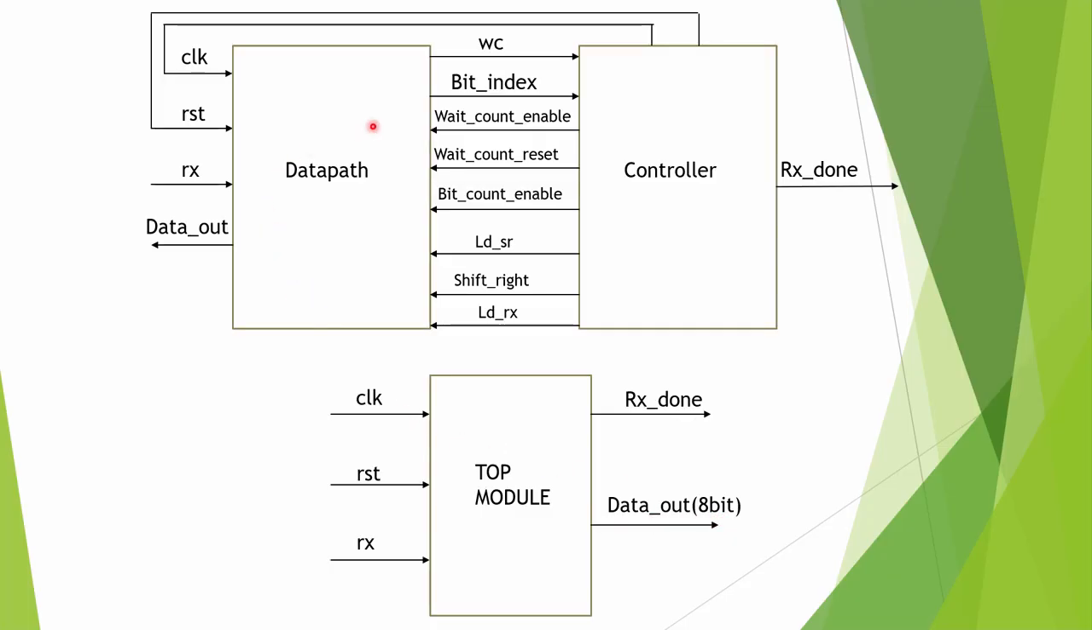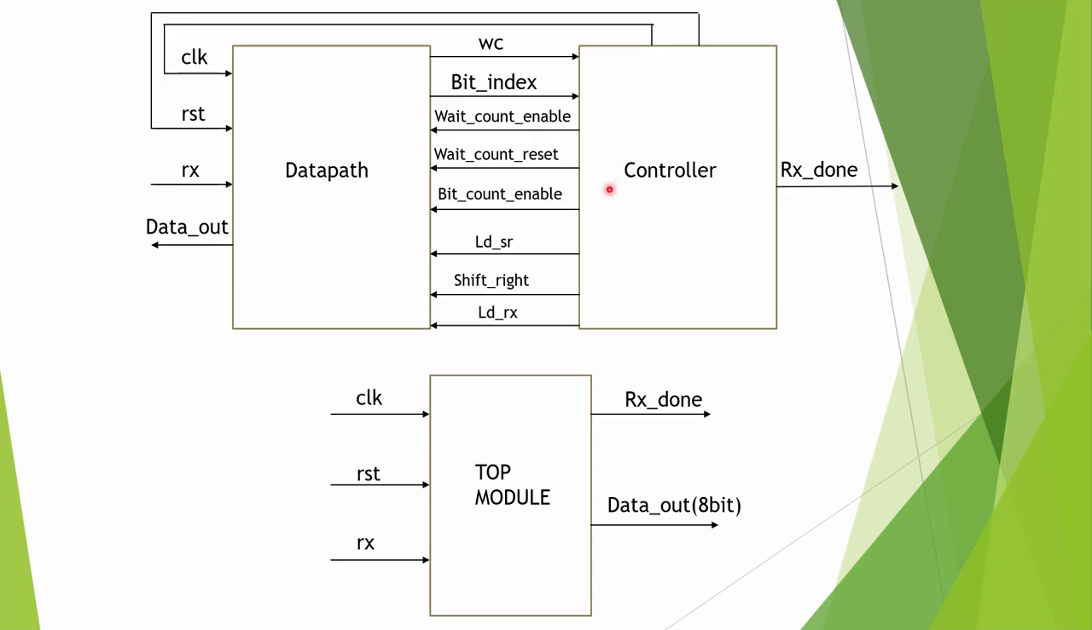So this is the data path and controller. Rx is sent, and from this data path the bit index will be sent to the controller and the wait counter will be sent to the controller.